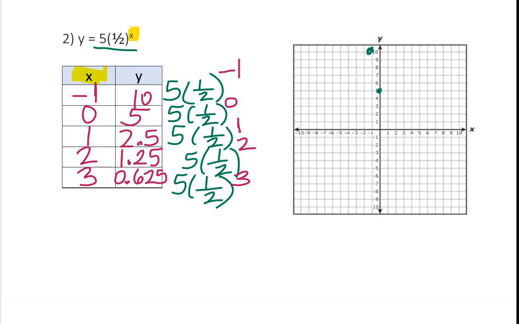Then I have 1, 2.5, so I'm going to be at an x value of 1, and my y value is going to be between 2 and 3. Okay, so 1 and 2.5. Then the next one is 2 and 1.25, so it'll just be over 1. Then I have 3, 0.625, that's going to be less than 1.